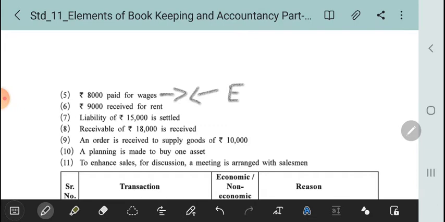6, 9,000 received for rent. Rent is received, so cash will come. Okay, and ultimately we have provided the service. Okay, we have provided the service.